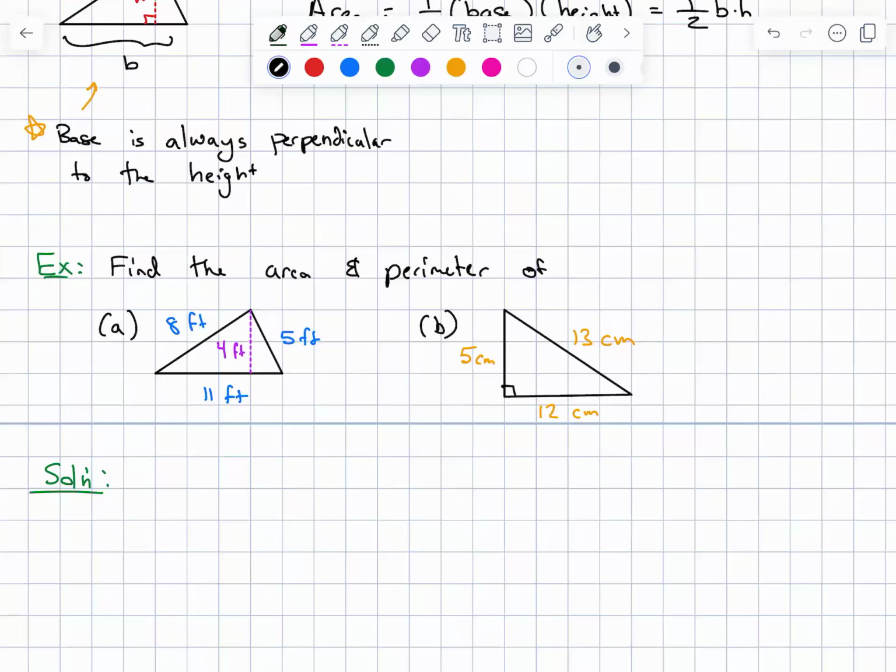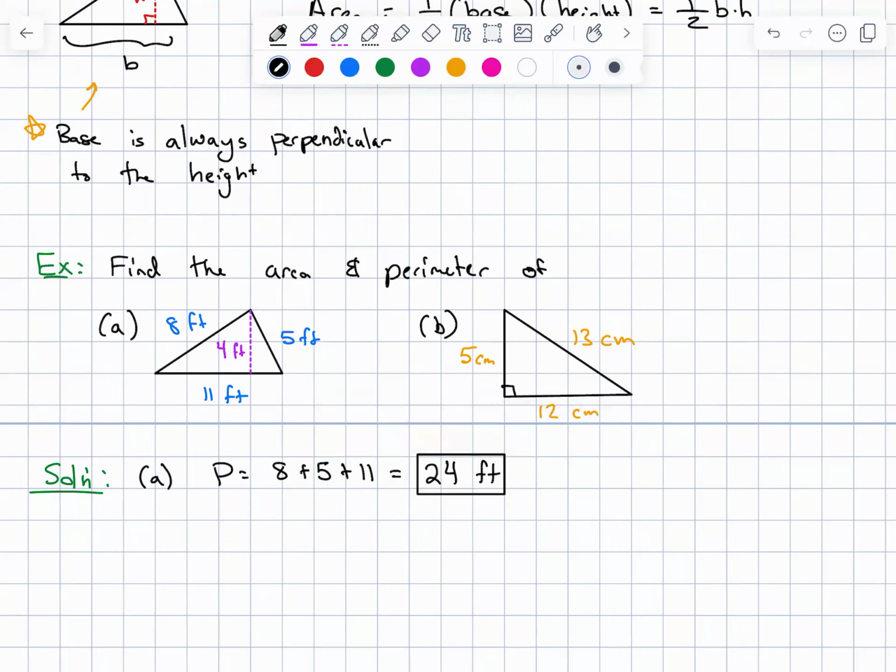But anyways, part A. I'm not going to redraw the picture. I mean, you can if you want to, but perimeter, very quick. Perimeter, just add up all the side lengths, not the purple one, because that is, of course, the height. So perimeter will equal 8 plus 5 plus 11, which will be, and you can use your calculator. What did you say? 24? That looks right to me. Yes, 24, but don't forget your units, 24 feet.